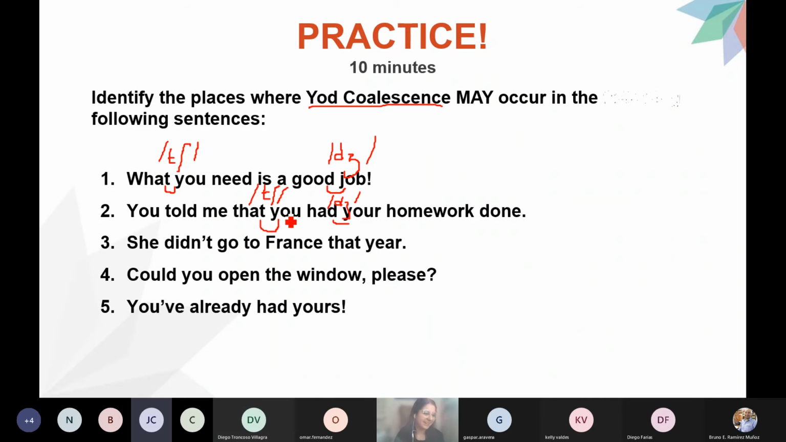Ignacio Jofre, can you help me with sentence number 3, please? She didn't go to France last year. That's correct. Where is the yod coalescence? In "that year." That's correct. Can you pronounce the sentence again, please? She didn't go to France that year. Thank you very much.